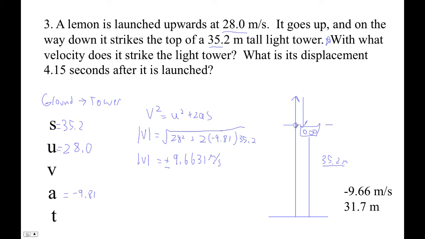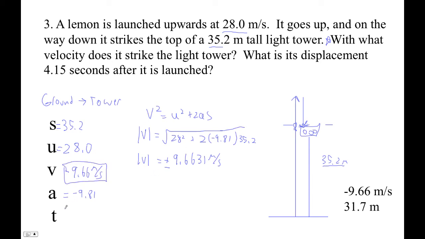The lemon, I'm trying to draw a picture of the lemon here, right? It passes it with a positive velocity, and when it strikes the tower, okay, when it strikes the tower, it's got the negative velocity. So negative 9.66 meters per second is the negative velocity.